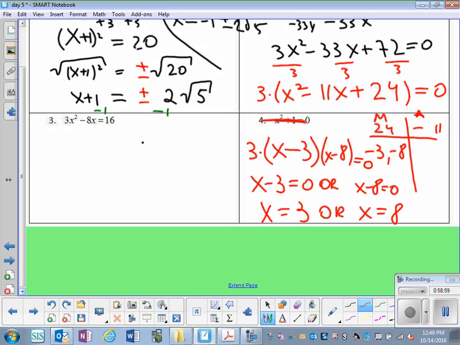By the way, how would you solve number 4? Is it easiest to solve by factoring or by square root method? Square root, right? Because you cannot factor this. This is not a difference of squares. So we can't even solve this by factoring. We'll just get imaginary numbers. So we need to do this like that.